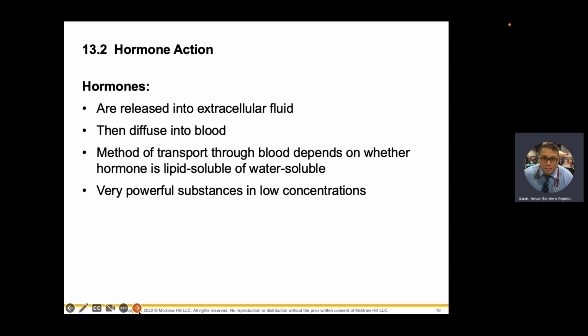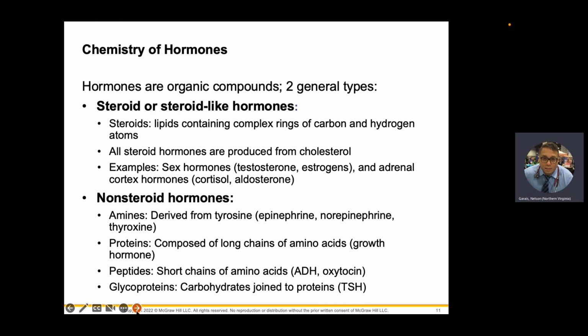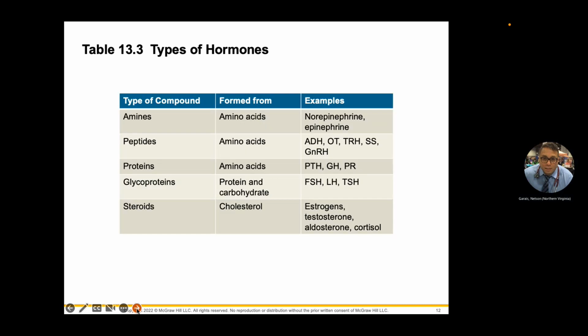Okay, so we know hormones. They're chemicals and they get released into the blood and they have certain chemical properties. Some of them are water soluble, some of them are lipid or fat soluble. Steroids, non-steroid hormones, not too important for our exam because, just because I said so. How's that? This as well is the chemistry of hormones. Don't need to know that.